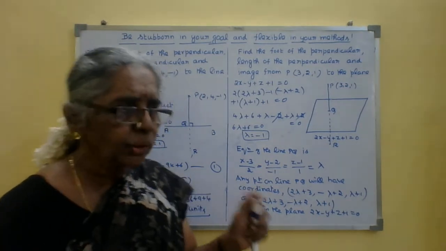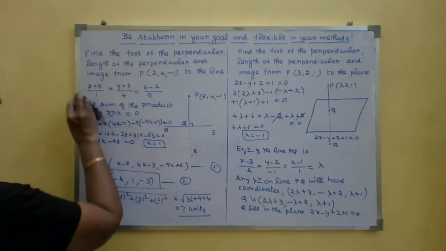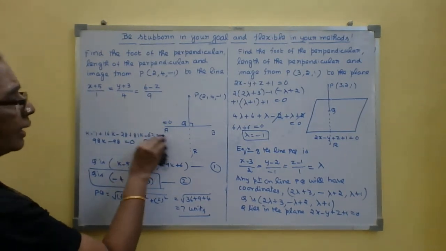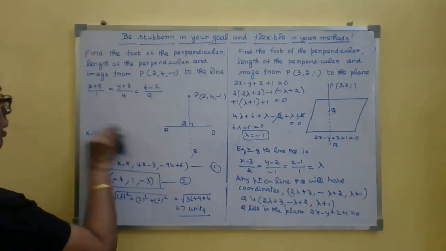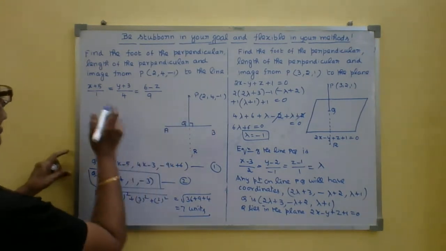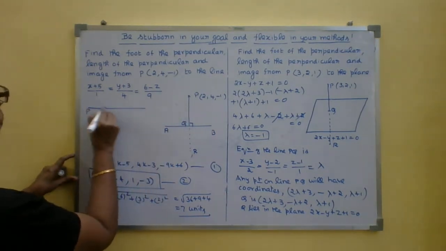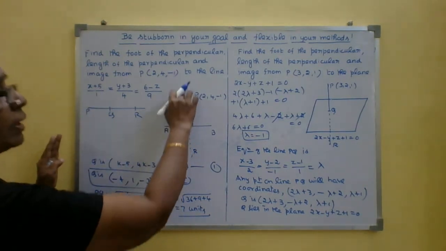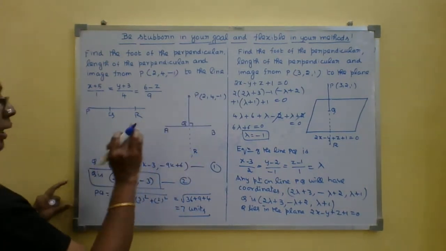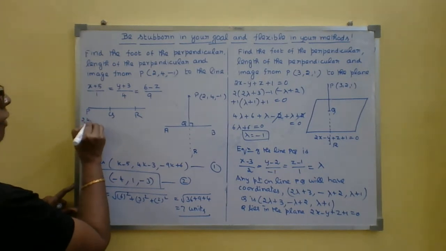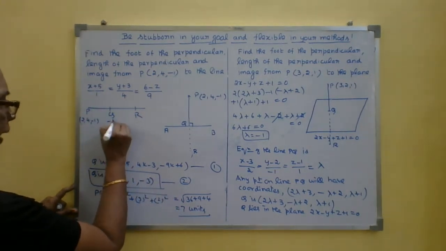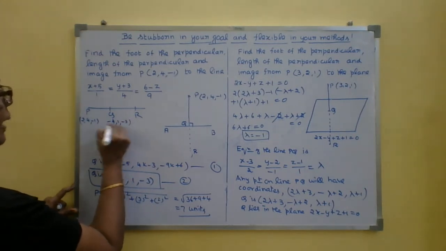Okay, so once you find that k, then things are very easy for you. Now to find the image, what is the concept we are going to use? See here, I will just draw this line. This is P, this is Q, this is R. Q will be the midpoint of PR. Now I know P, that is 2, 4, minus 1. I have found Q now. Q is minus 4, 1, minus 3.